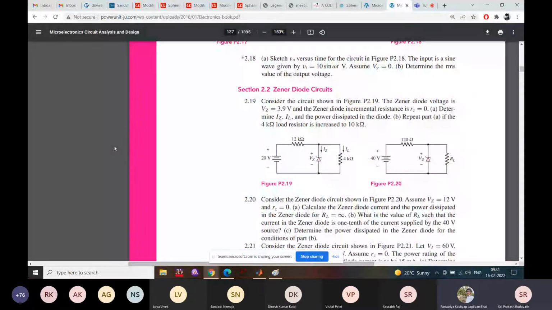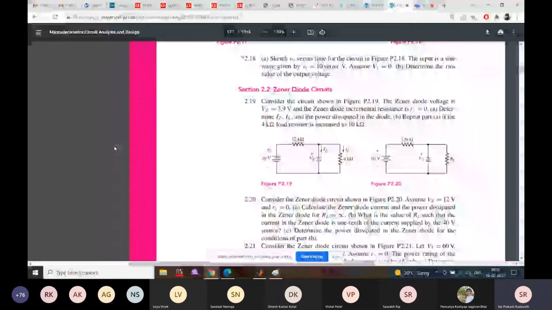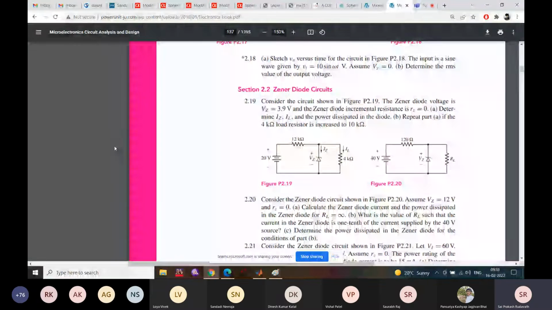The voltage 20 is far greater than 3.9. So the load current will be 3.9 divided by 4 kilo ohm. Yes. What's the value do you think? 3.9 by 4. Let me see. So you will get around 0.9 milliamps. Yes, sir. 0.975 milliamps, right? Yes. 0.975 milliamps.